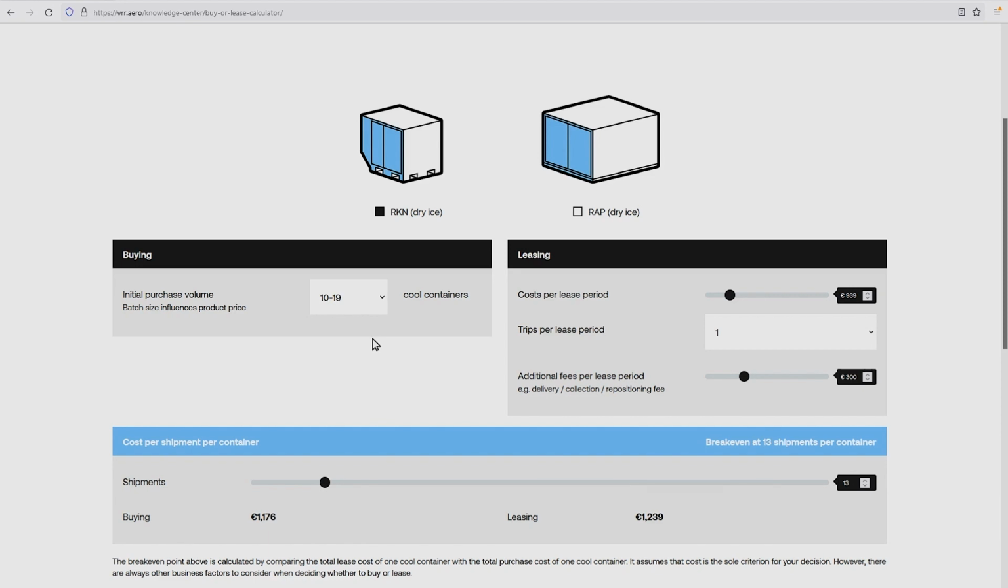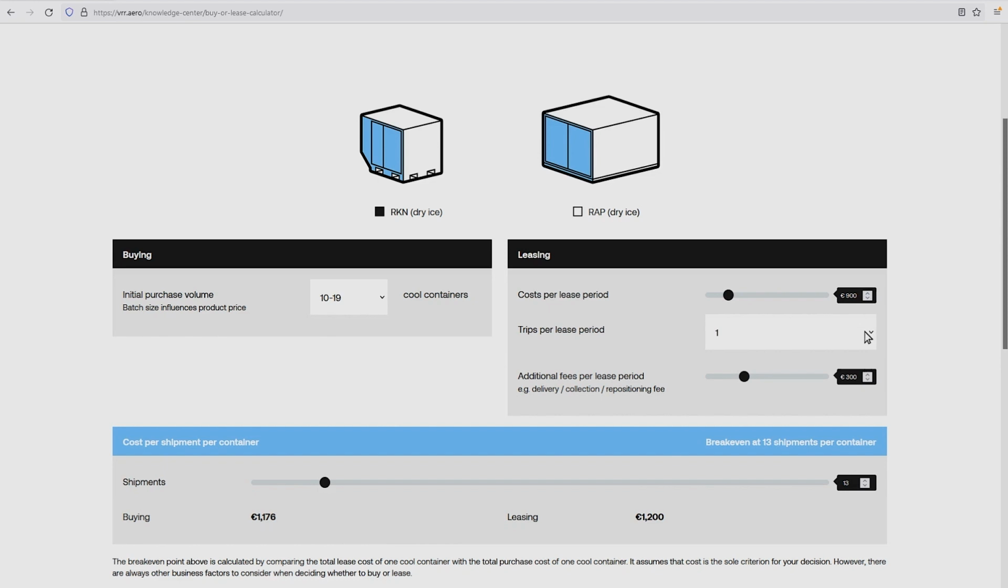Now let's go to the leasing section on the right. First, I have to indicate the cost per lease period. For my example, I'm going to set the cost at 900 euros. I can do this one of two ways. I can use either the slide here or the arrows like this.